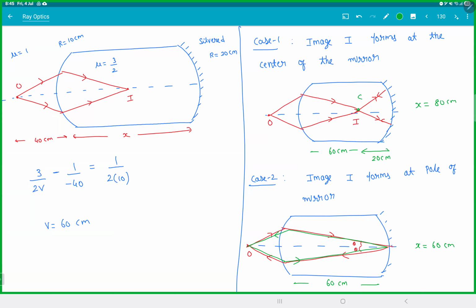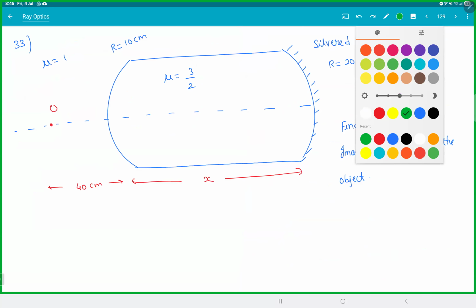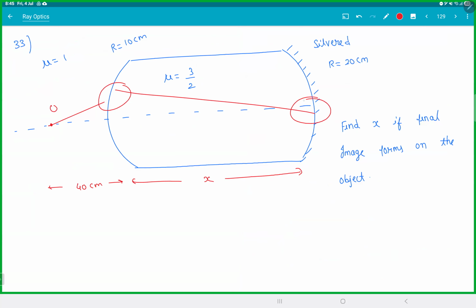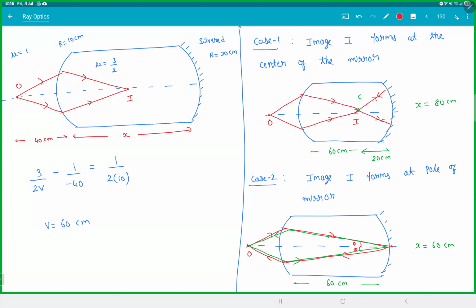So whenever you get these kind of questions, no one is expecting you that you will solve refraction, then you will solve reflection, then you will solve. There's no need to do all that. You just need to realize after refraction, the image should be at the center of the mirror or at the pole of the mirror, and you're done. That's it. There's no need to solve further. Clear with this?